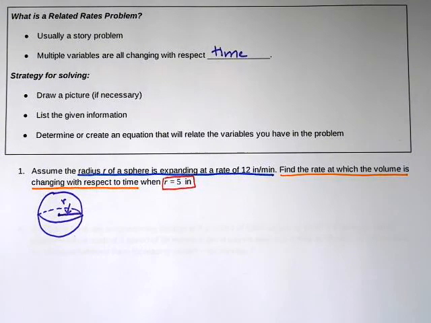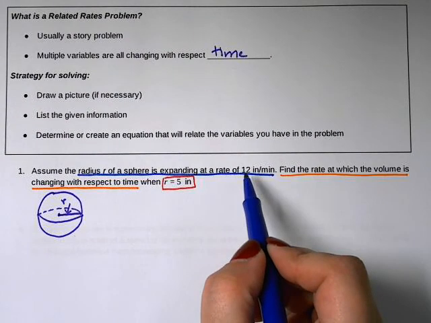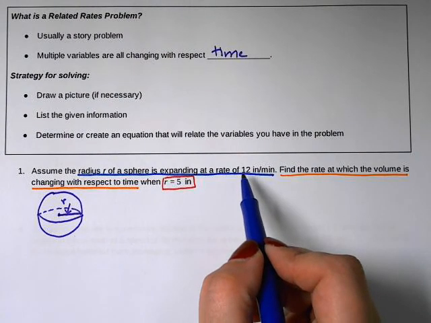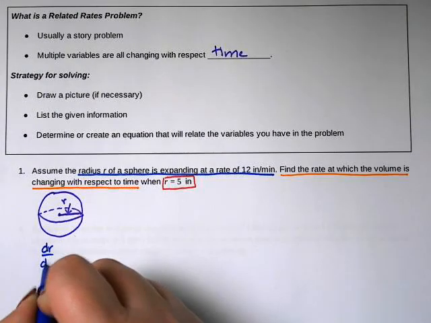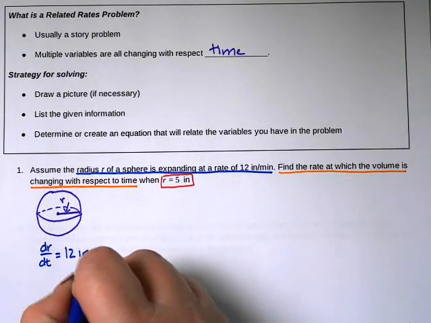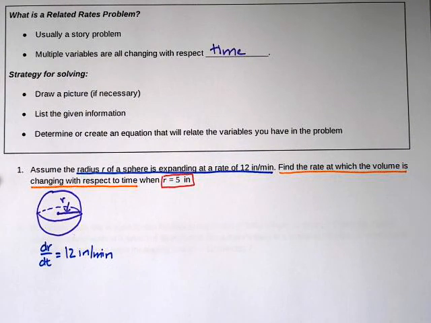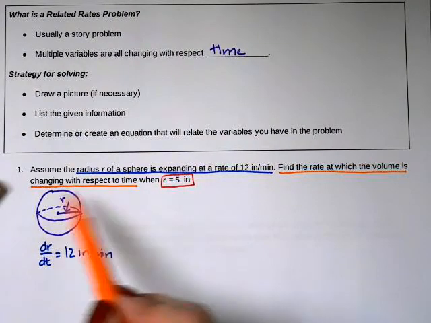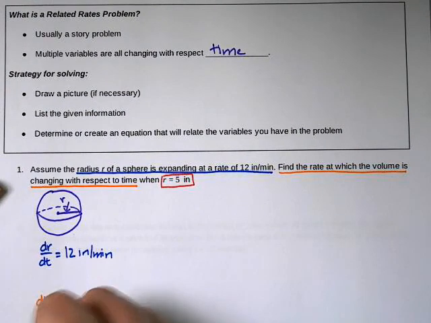Alright, so let's look at what we're talking about here. They told us that the radius is expanding at a rate of 12 inches per minute. Well, that's telling us the rate at which the radius is changing with respect to time. So that is dr/dt. They're telling us dr/dt is 12 inches per minute. They're asking us to find the rate at which the volume is changing with respect to time, which means they're asking us what is dV/dt.